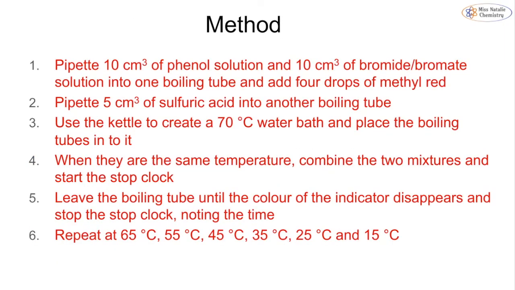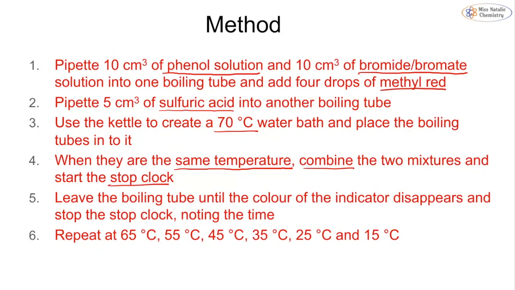So how do we carry out this experiment? Well, we pipette 10 centimetres cubed of our phenol solution and our bromide-bromate solution into a boiling tube, and then we add a few drops of our methyl red indicator. We put 5 centimetres cubed of sulfuric acid into a different boiling tube. We create a water bath at 70 degrees Celsius and then put the test tubes into it. We then leave that for a while to make sure that they get to that same temperature, and then we combine the two mixtures and start the stop clock.